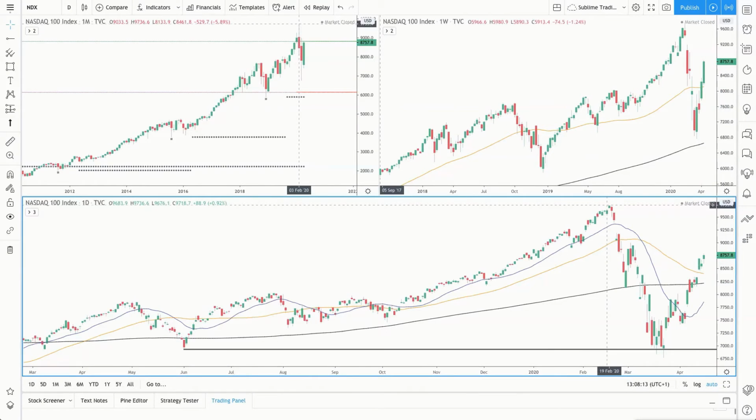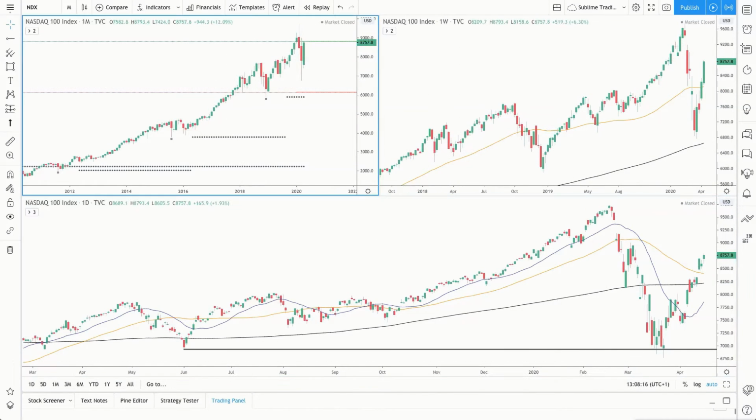Now on the Nasdaq, on the monthly time frame, this is leading the way in terms of strength. On the monthly time frame, we can see bullishness. Price is just below the low of 2019, which is acting as resistance.